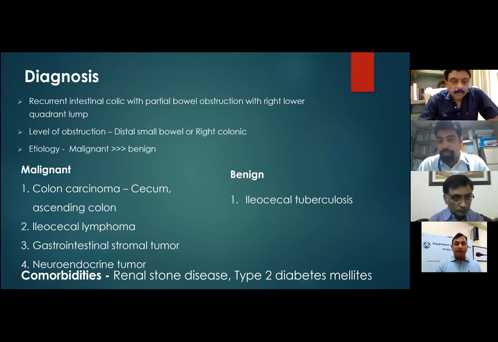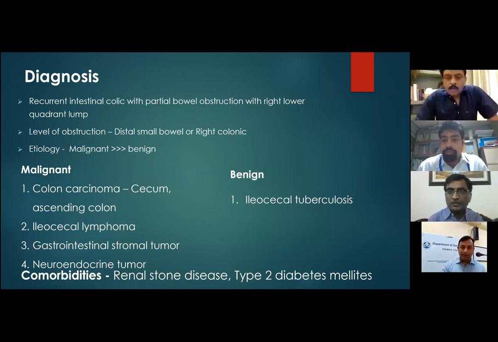Sir, in our patient, we have a 42-year-old male having recurrent intestinal colic with symptoms of partial bowel obstruction with a right lower quadrant lump. The likely level of obstruction would be the distal small intestine or the right colon. I would like to consider both etiologies, but I will prefer malignant etiology over ileocecal tuberculosis. Okay, you will have to justify why you are considering malignant over benign over TB.